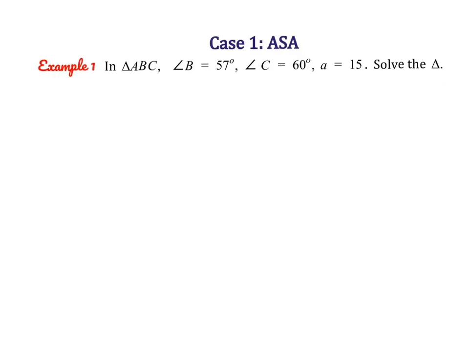All right, let's look at case 1, which says in triangle ABC, angle B is 57 degrees, angle C is 60 degrees, and side a is 15. So we are going to solve the triangle. Here it's really helpful just to draw a picture of what's going on. And again, it really doesn't matter where you put A, B, or C, and let's note that this is definitely not drawn to scale. So we're saying that angle B is 57, angle C is 60 degrees, and side a, which would be this side, is 15.